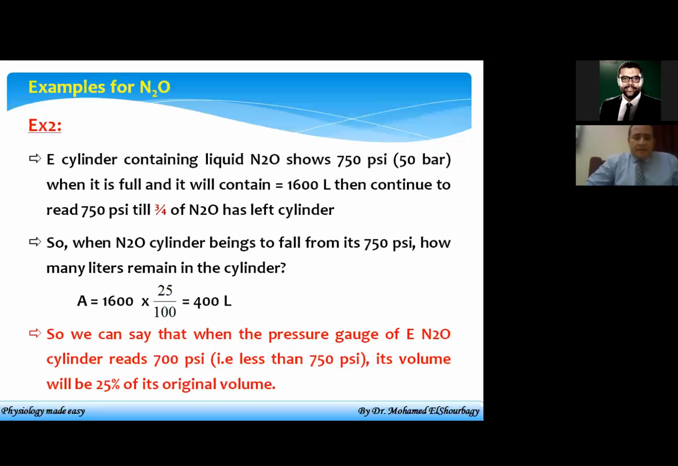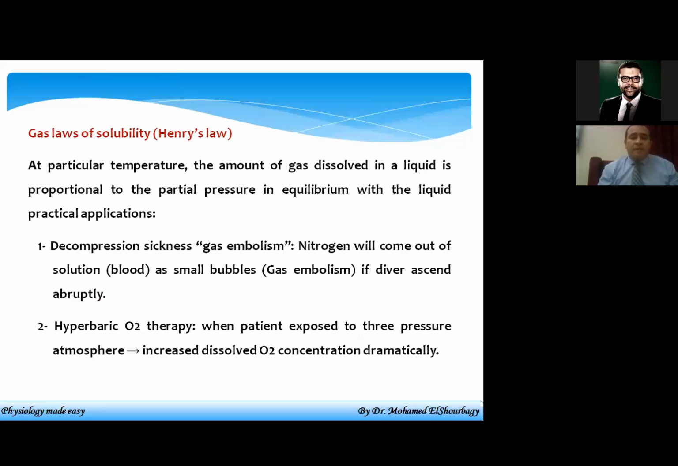So we can say that when the pressure gauge of a nitrous cylinder reaches 700 pounds per square inch less than 750, its volume will be 25% of its original volume. Gas laws of solubility, Henry's law: at a particular temperature, the amount of gas dissolved in a liquid is proportional to the partial pressure in equilibrium with the liquid. Okay. Practical application: decompression sickness or gas embolism.